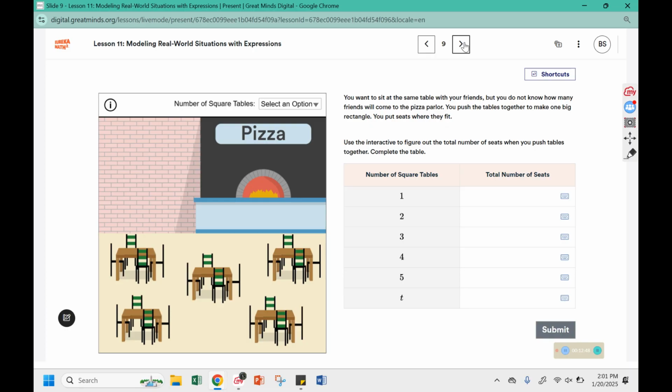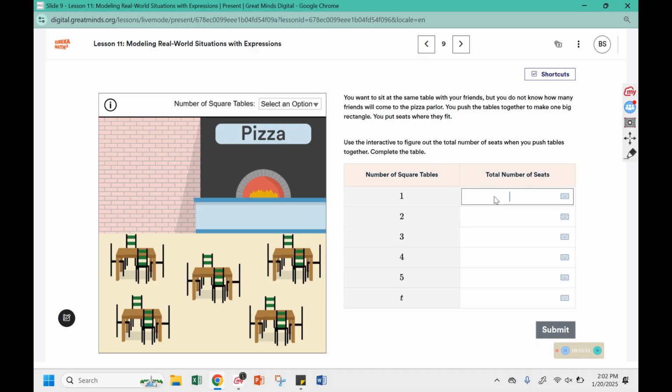Now it says you want to sit at the same table with your friends, but you do not know how many friends will come to the pizza parlor. You push the tables together to make one big rectangle. You put seats where they fit. Use the interactive to figure out the number of seats when you push tables together and complete the table.